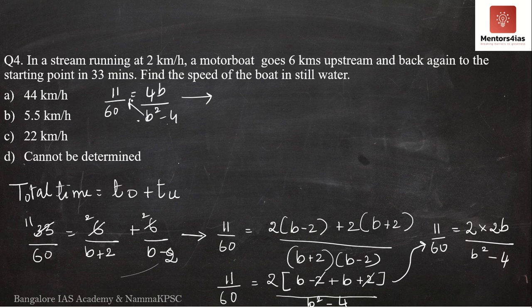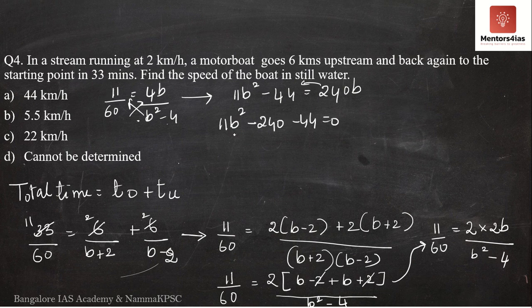Okay, so multiplying now, what do we have? We have 11b square minus 44 is equal to 6 4s are 24, 240b. I'm going to bring this over here. So we have 11b square minus 240b minus 44 is equal to 0. This is nothing but your quadratic equation.